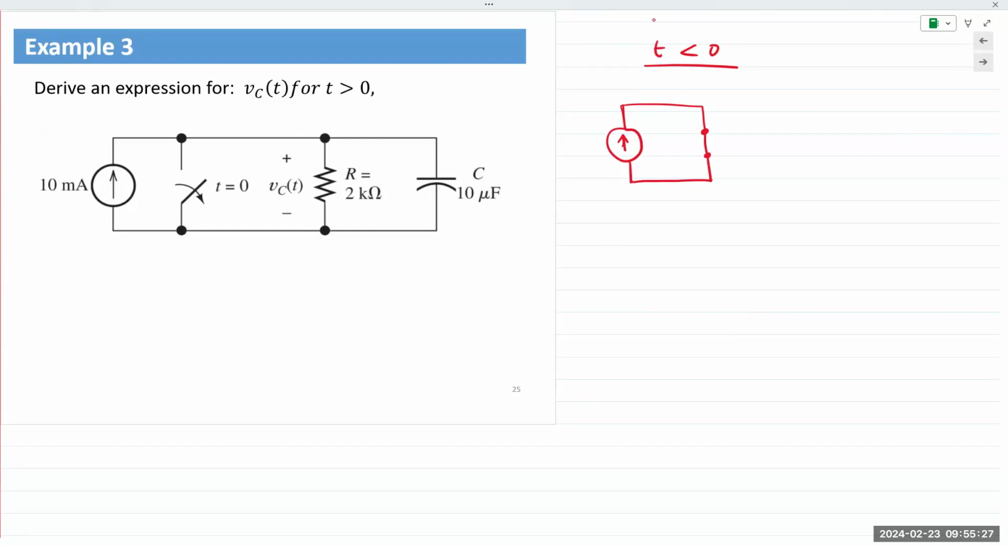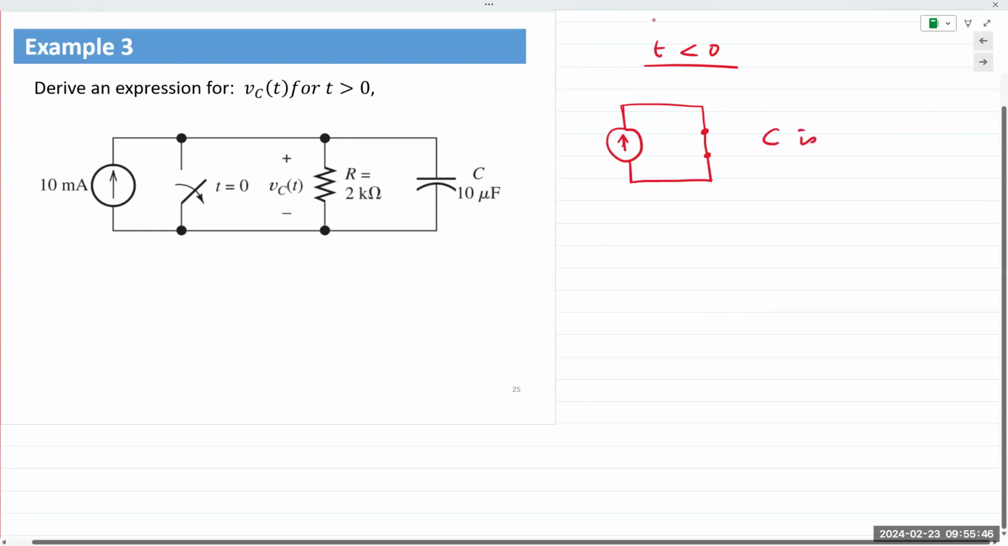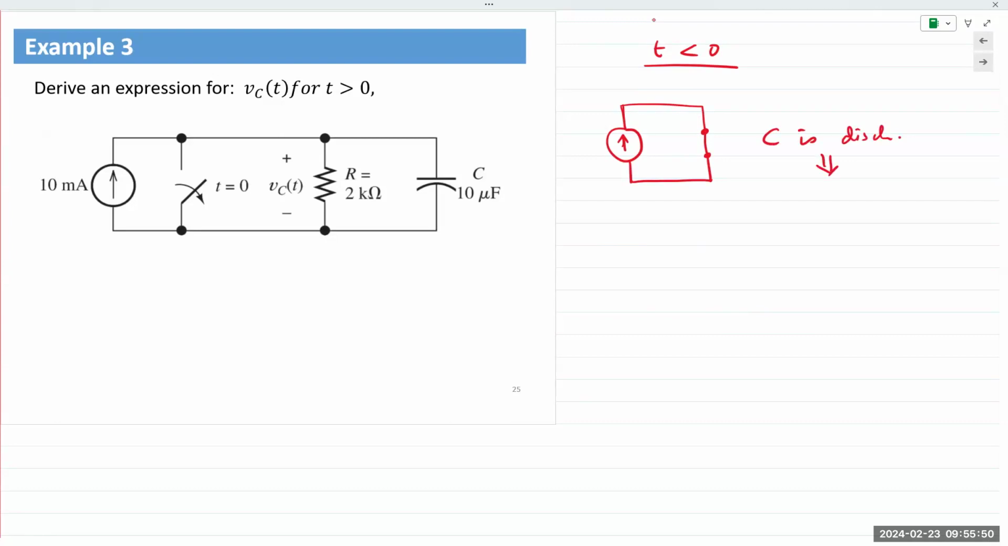This is simply to show that the capacitor is not part of the circuit. Right? In real life, you do not want a source and the short circuit the output terminals. Make sense? This is just to show that the capacitor was fully discharged for a very long time. C is fully discharged, and so VC at 0 minus is equal to 0 volts.